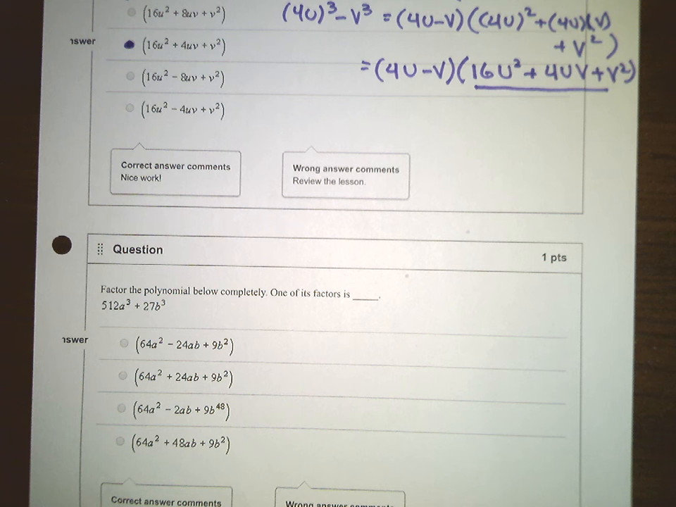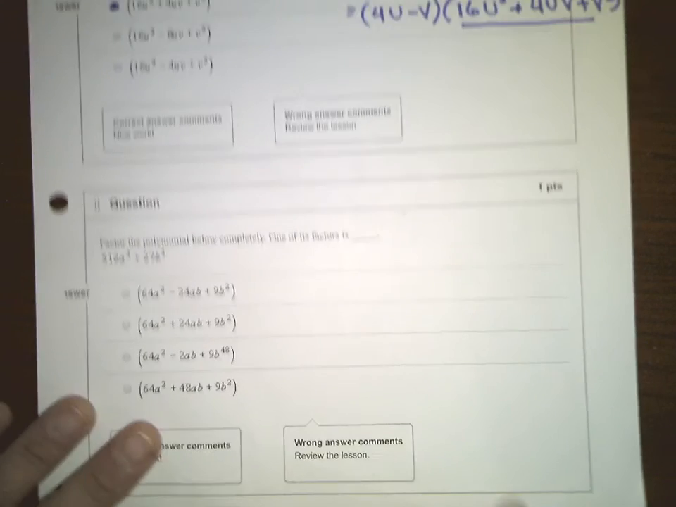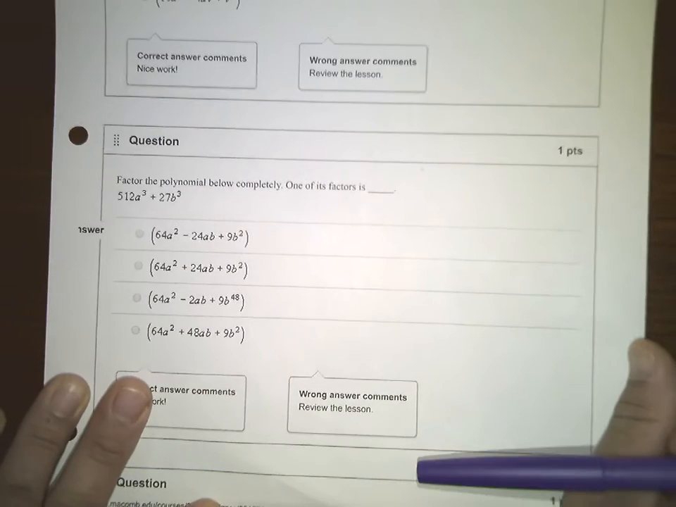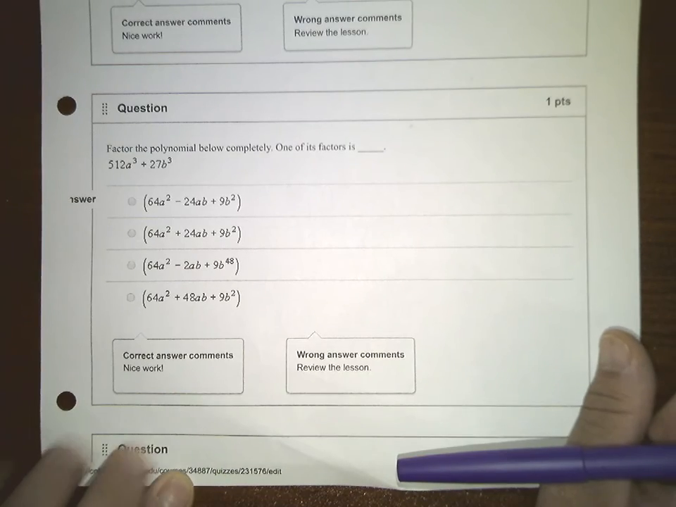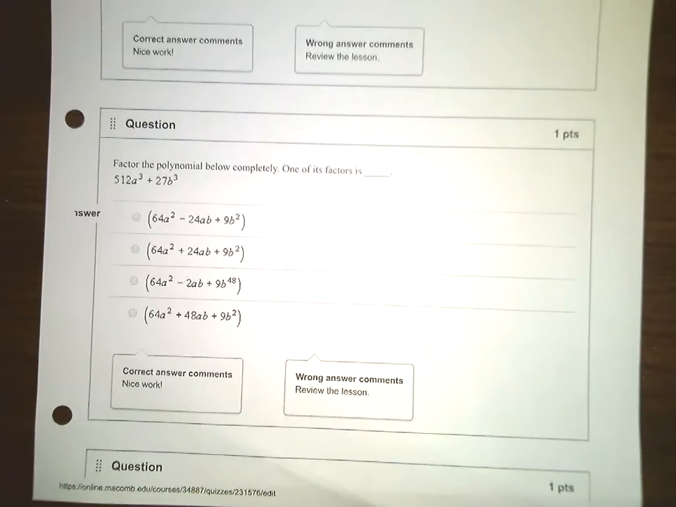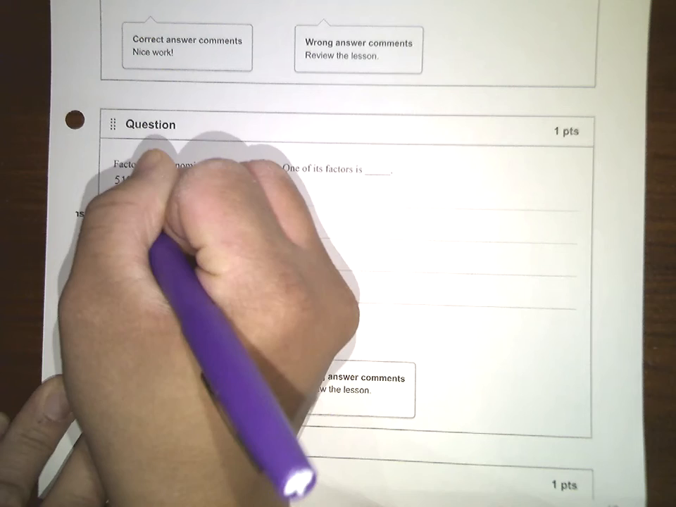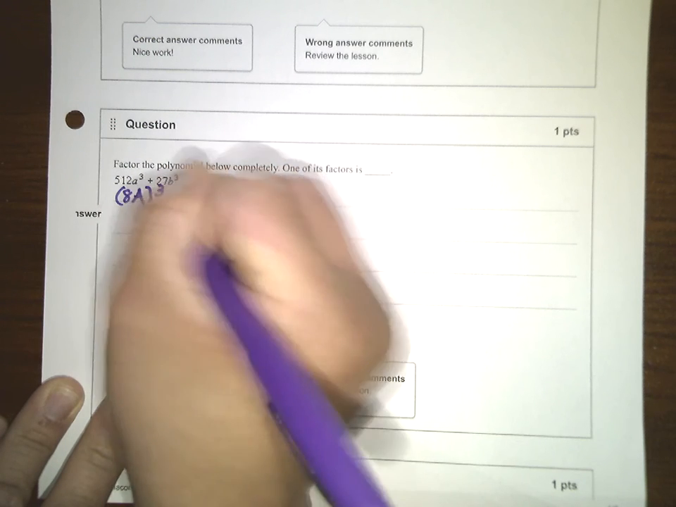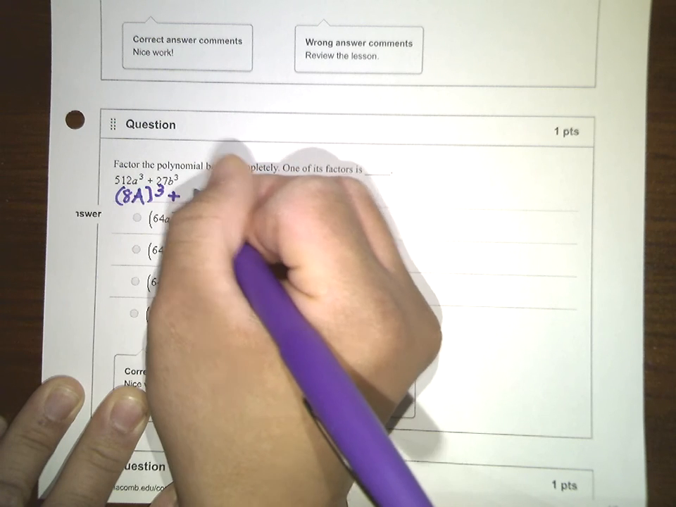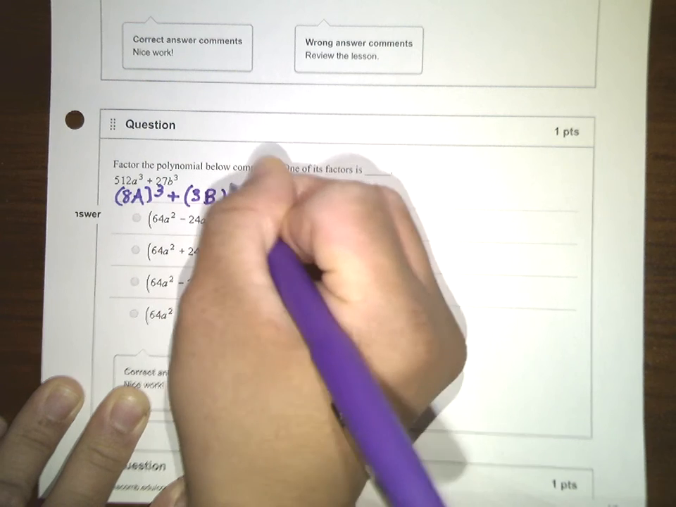All right, so why don't we just have 2 more examples here, and then we will be done. All right, this is just in case you wanted to see even more. All right, so 512a to the third plus 27b to the third. So if you don't recall, 512 is 8 to the third. So we have 8a to the third. And 27 was 3 to the third. So plus 3b to the third.